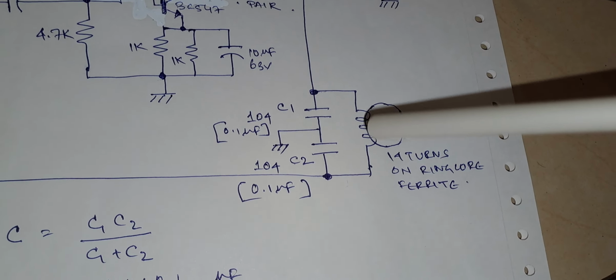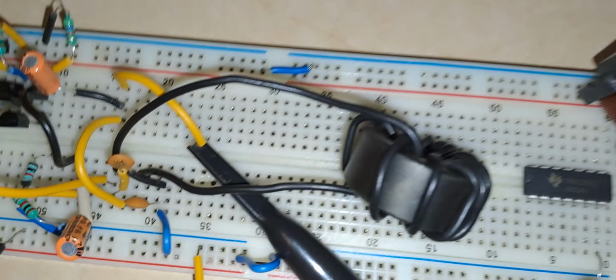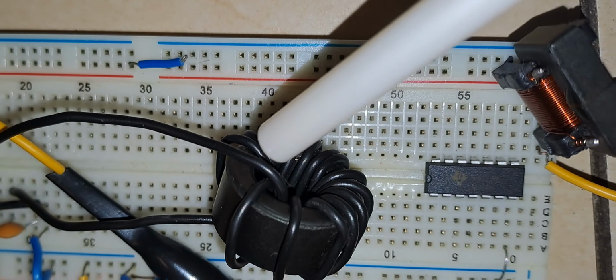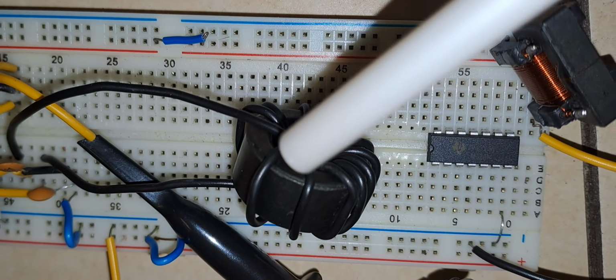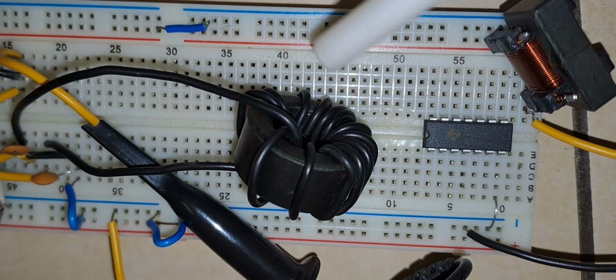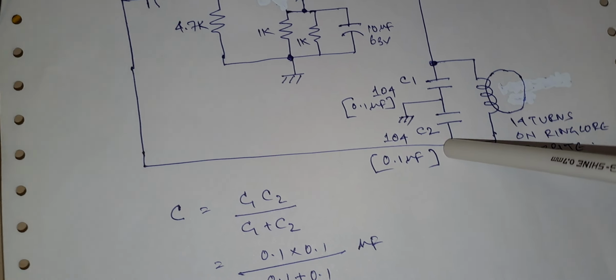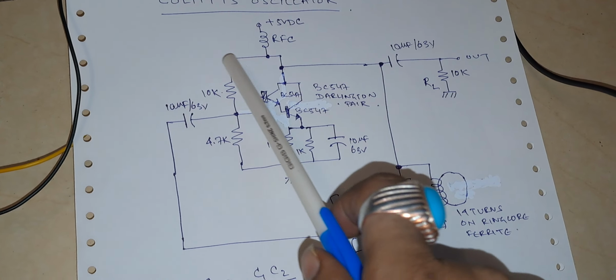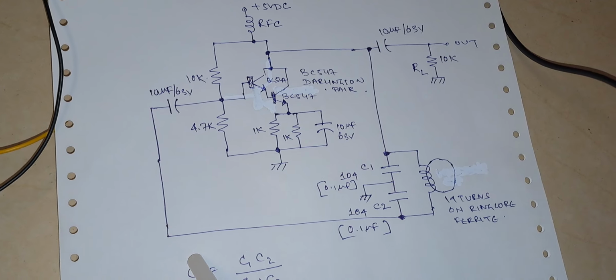Let me show you the coil again. You can see this is the close view of the coil. On this ferrite core I have wound 14 turns of copper wire. As you can see here, this is the total Colpitts oscillator circuit diagram. So this is the complete circuit diagram.